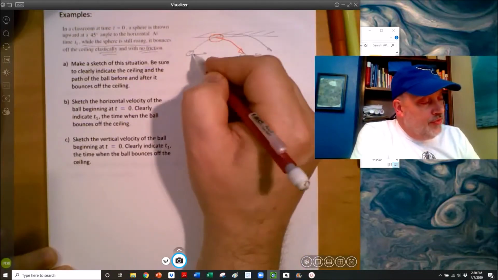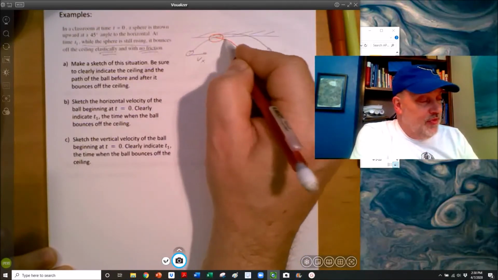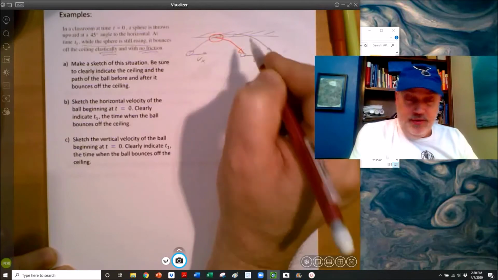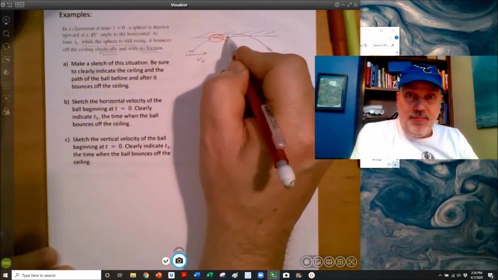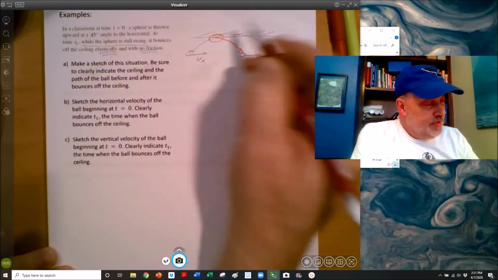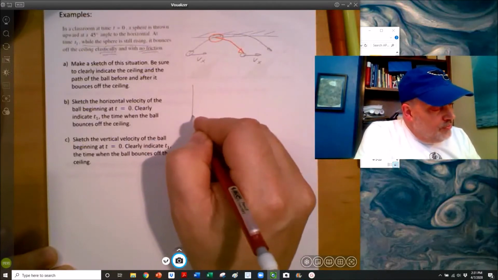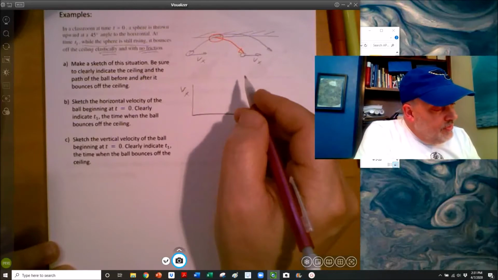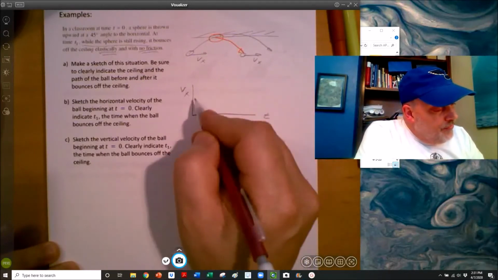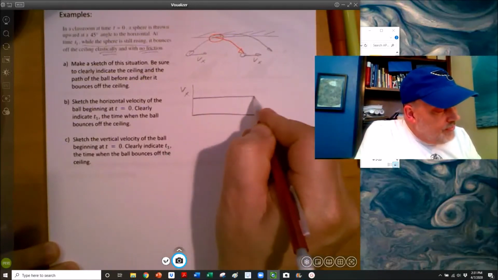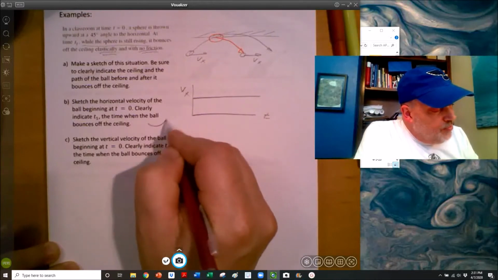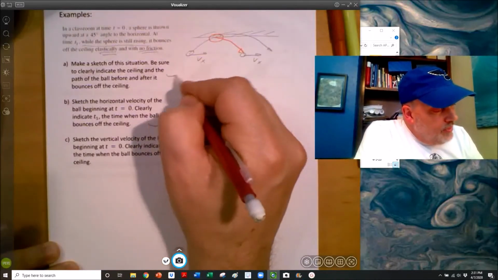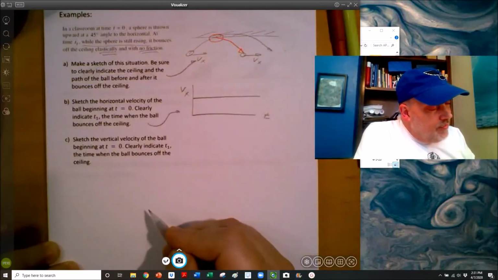Its y motion is going to be on the way up, the same as on the way down. It's just that this top part gets chopped off. So its x motion will look like this. Here's Vx versus time. So its x velocity is just going to be constant the entire time. So there's our answer to part B. Here's what it looks like for part A of the question.